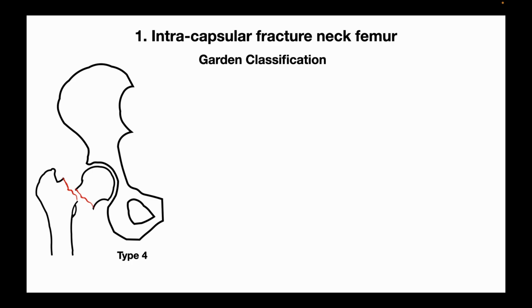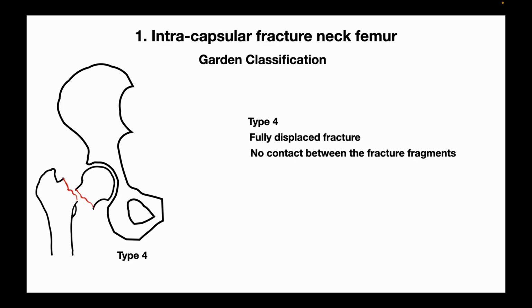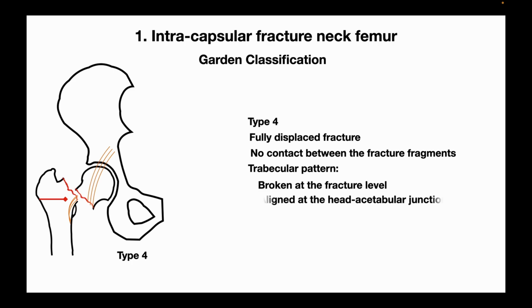Finally, type 4 is a fully displaced fracture. Here, there is no contact between the fracture fragments. Here, the trabecular patterns are broken at the fracture level, but they are well aligned at the head acetabular junction. This is because the head is now free to swing within the acetabular cavity and assumes its normal position.